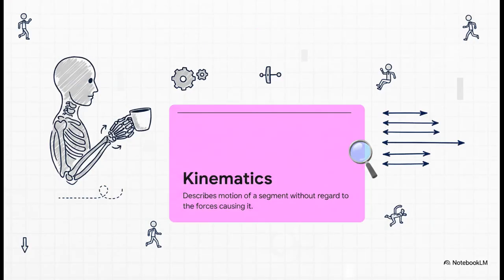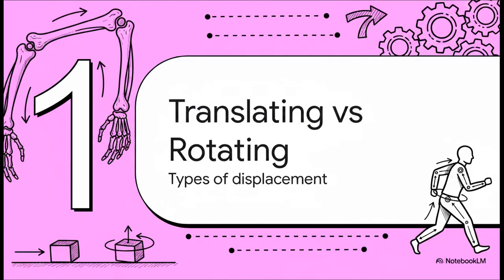To freeze frame and decode this simple act of taking a sip, we're going to look through the scientific lens of kinematics. Basically, kinematics describes the motion or displacement of our body's segments. For our purposes, we're just assuming our bones act as rigid levers, and we're analyzing their movement through space without worrying about the actual muscular forces causing the movement. Make sense?